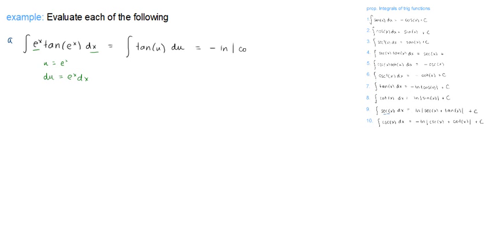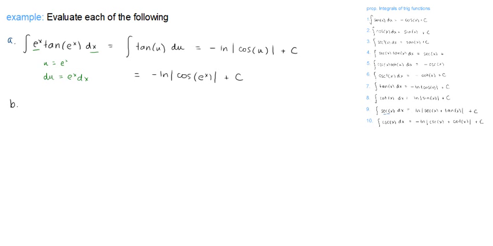of cosine of u plus c. And in this case, because u is actually e to the x, that means that our final result is going to be minus ln of cosine of e to the x. Right? And there's really no simplification that we can do here because cosine of e to the x cannot be simplified, and the ln is being applied to a cosine, which can also not be simplified. So that's it. That's our answer for the first question.